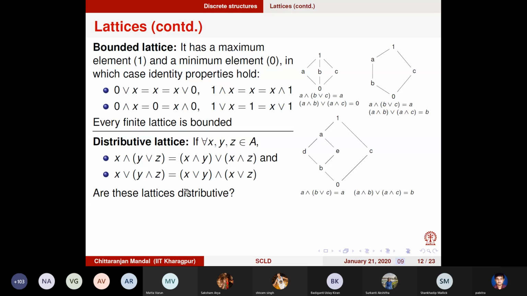So this is the left hand side. Let's take x as A, and y and z as B and C. The left hand side: A meet the join of B and C is A. You can easily check from here. But the right hand side, A meet B joined with A meet C, is B, a different element. So the left and right hand sides are not equal. So this lattice, at least for these three elements A, B, and C, fails; for distributive lattices, any three elements have to satisfy this distributive property.